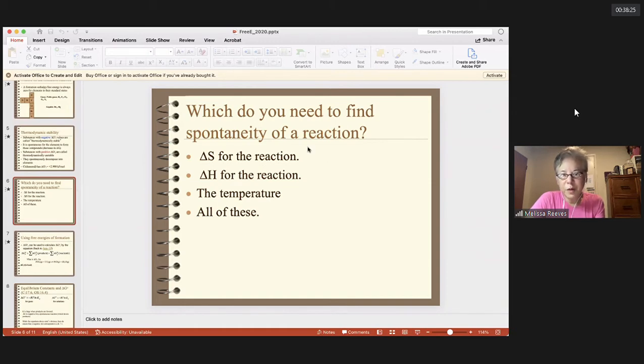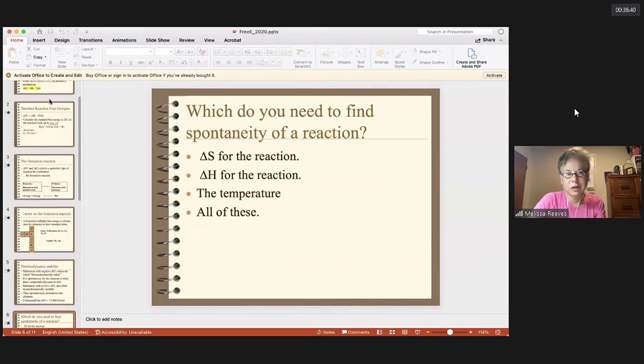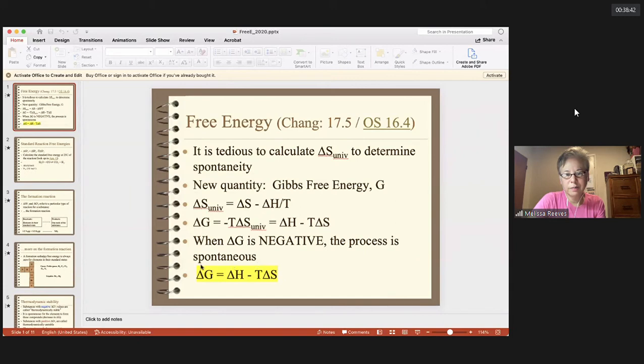So to find the spontaneity of a reaction, you need delta S for the system. You need delta H for the system. You need the temperature. And if you combine those 3 things together, you can get delta G, which tells you that it's spontaneous, using this yellow equation.